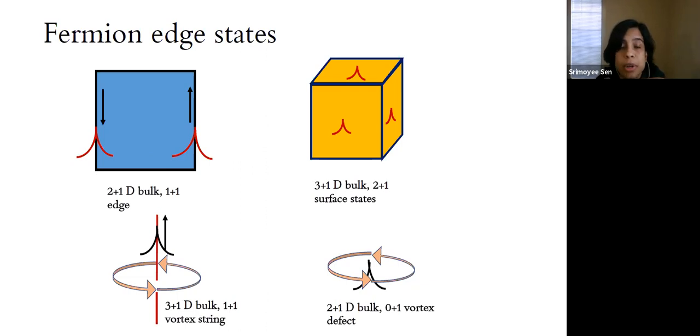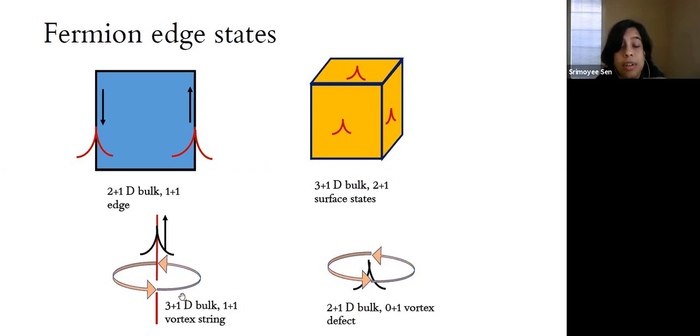Also, if you are familiar with the idea of domain wall fermions in four dimensions embedded in five-dimensional spacetime, that's a higher dimensional analog of what I'm drawing here. Then you can have what is known as a three-dimensional topological insulator. Here I have a bulk 3+1D system with a 2+1D surface, and again you have surface states, massless fermions on the surface.